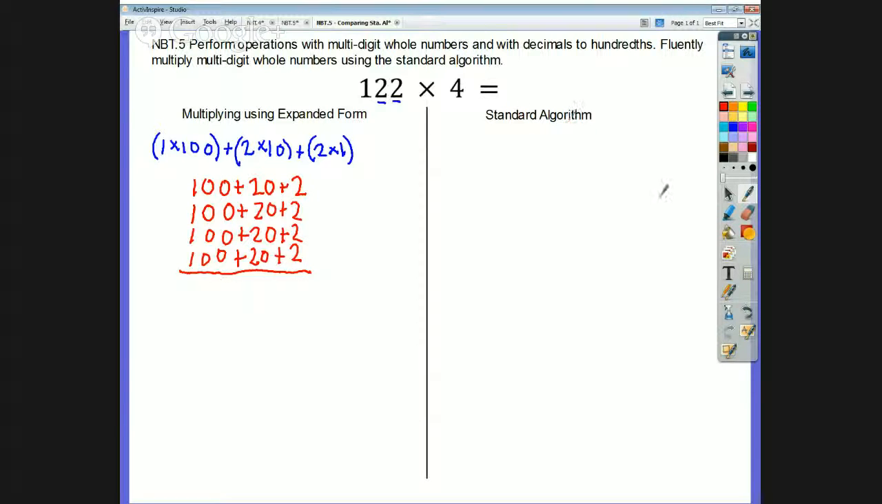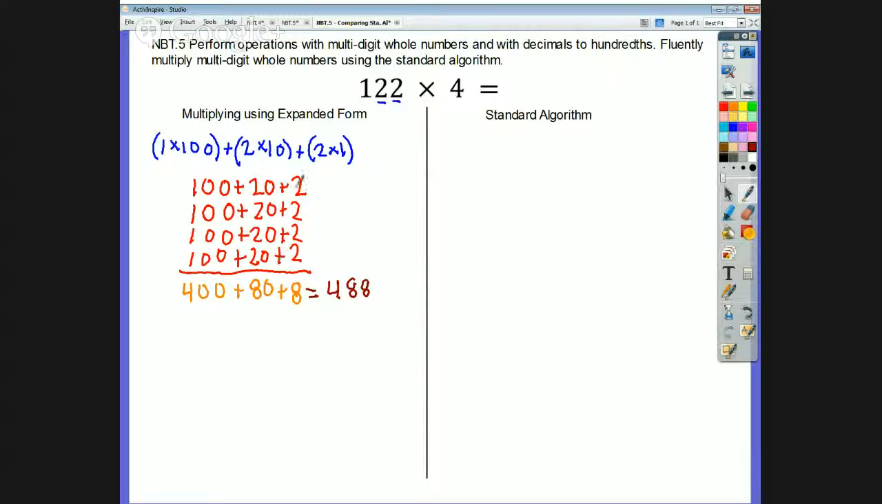Now when I add all those together, this is the same thing as performing multiplication. If I have 100 4 times, then really what I have is 400. If I have 20 4 times, really what I have is 80. And if I have 2 4 times, really what I have is 8. Then if we take it one step further and not write this in expanded form, we can get our final answer. Well, we have 488. Okay, that's another way of multiplying using expanded form.